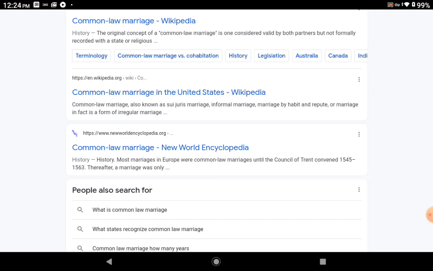The same as in ancient times, where Jacob and Leah slept together. Now they were married. She became his wife. They just slept together in the same bed. That was a common law marriage.